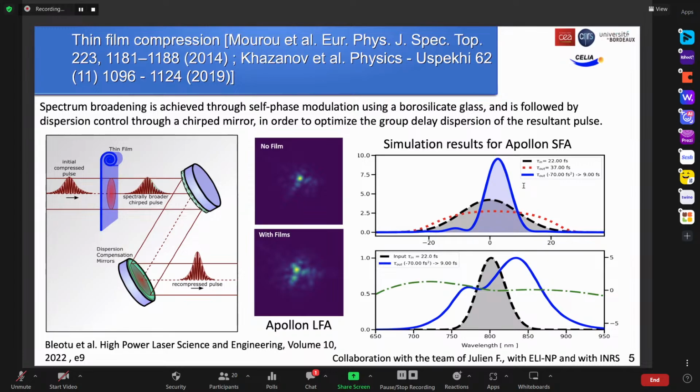And so we are now working on adapting this setup for the Apollon short focal area setup, in a collaboration with the team of Julian Fuchs, LINP, and INRS. And we also got beam time accepted at INRS on their short focal area.